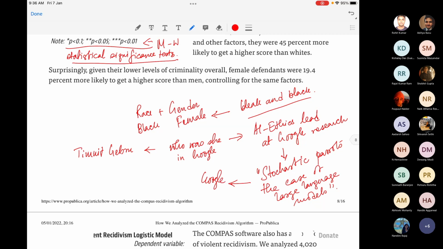So you understand the conflict? She wrote a paper, she was AI ethics lead. She wrote a paper where she talked about the adverse consequences of these large language models, like the amount of carbon footprint that these language models put up, and also the amount of discrimination. This paper was written along with her colleague Emily Bender.